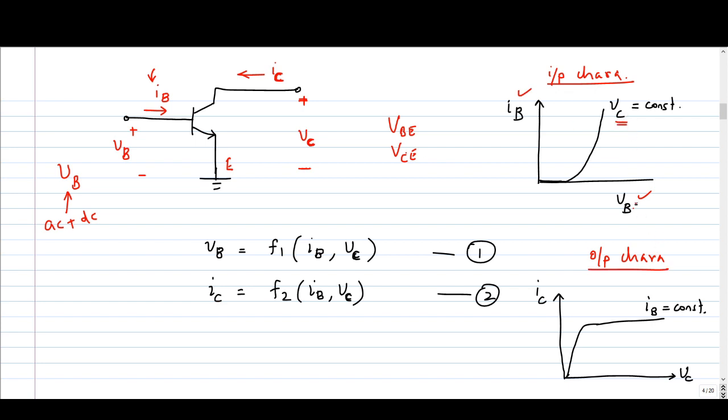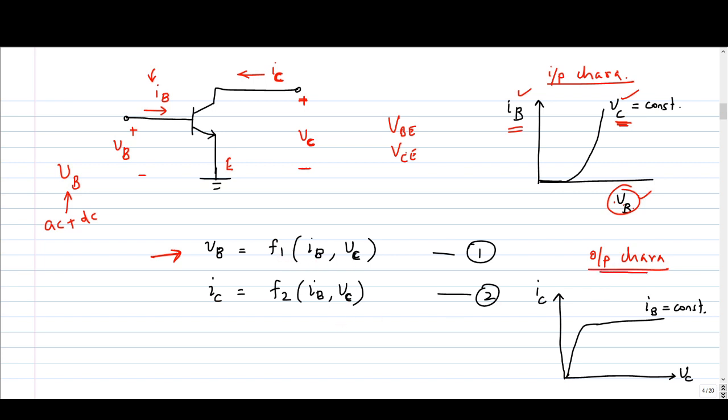So from this graph, you can write this particular relation. That is, I can express VB as a function of the other two variables, IB and VC. Similarly, I can express IB as a function of VB and VC also. So here I will express VB as a function of the other two, IB and VC. So it is written here, VB is a function f1 of IB comma VC.